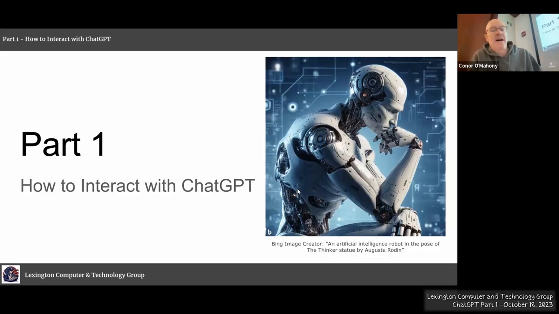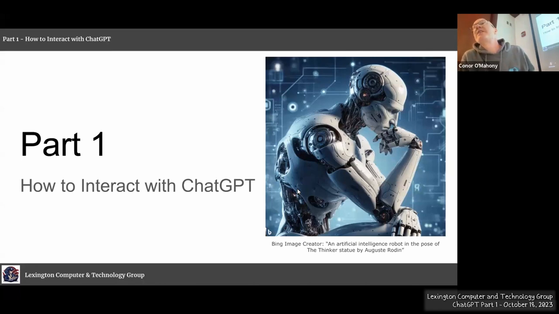Last night, I asked Bing Image Creator to create an image, and I used this prompt: an artificial intelligence robot in the pose of the Thinker statue by Auguste Rodin. I was pretty impressed with what it gave me back. Excuse me, is that a real picture that it just grabbed, or did it figure it out by itself? It literally drew it by itself.